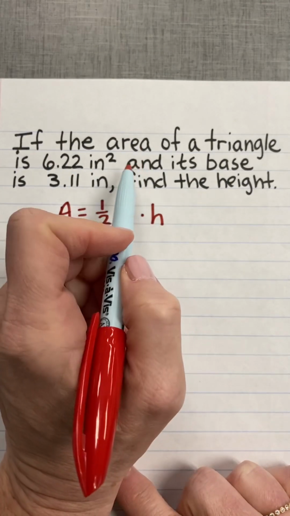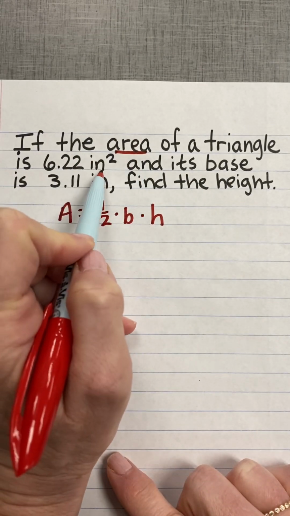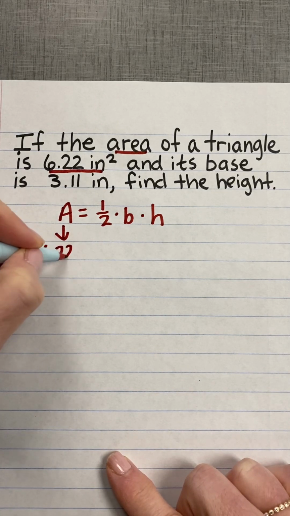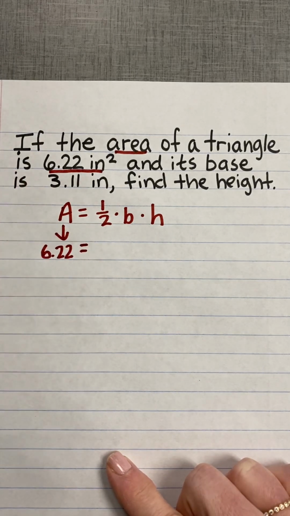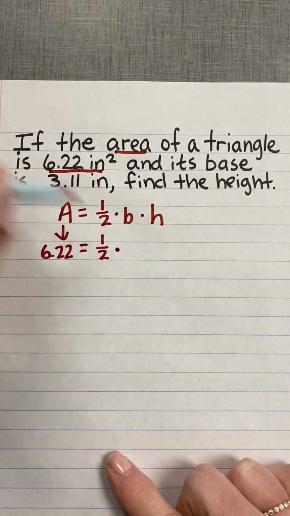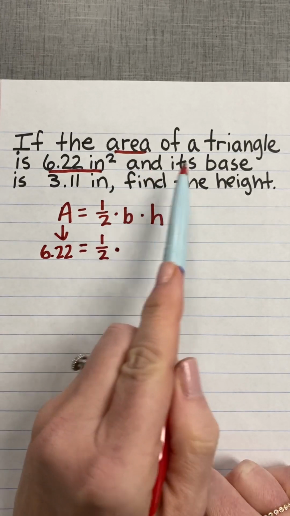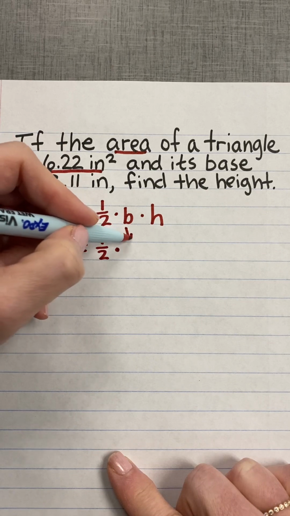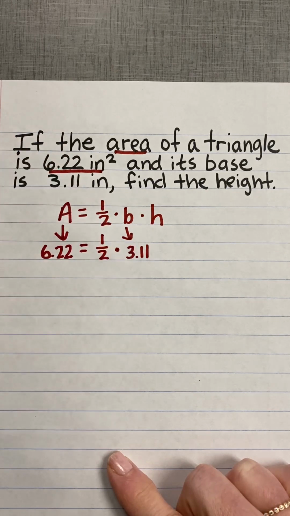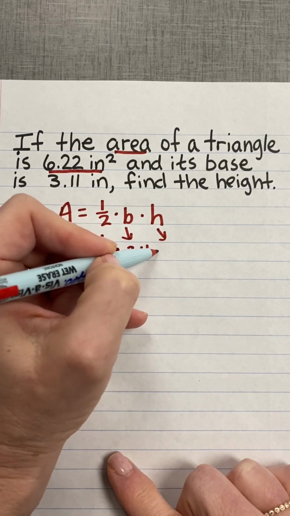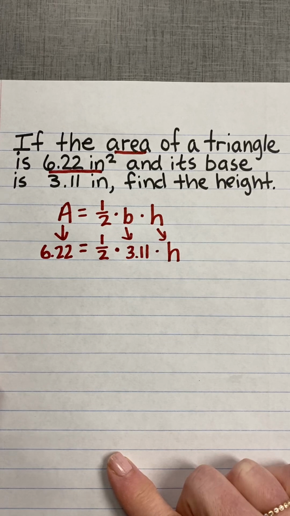So we start with area. It says if the area is 6.22 square inches. So underneath area, I'm going to put 6.22. Then my equal sign will come down. My 1/2 will come down. And now my base. Did they give me the base? And its base is 3.11 inches. So I will replace B with 3.11. And I'm finding the height. So H just stays H for right now until I find it.